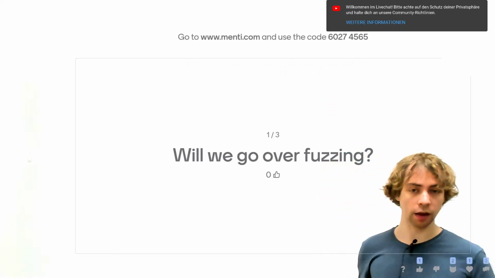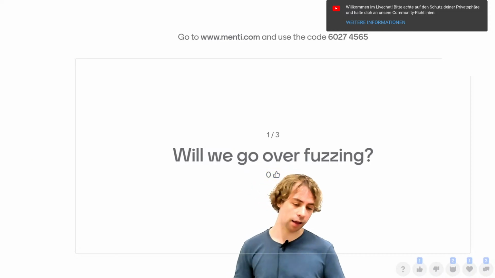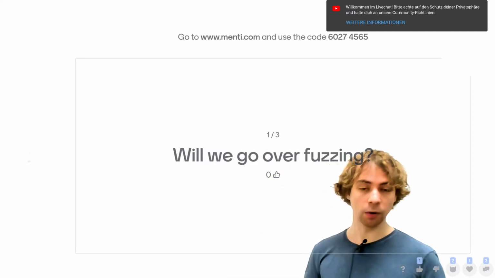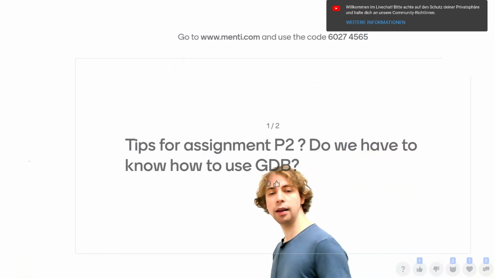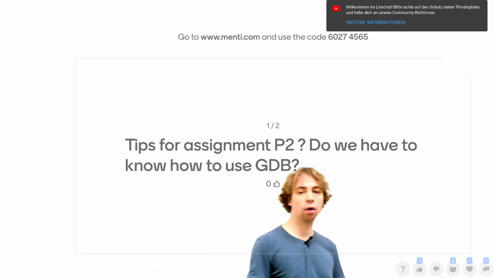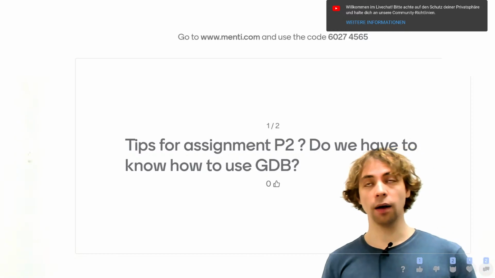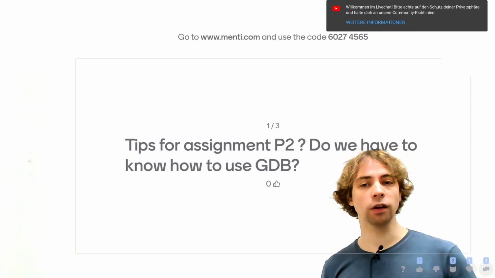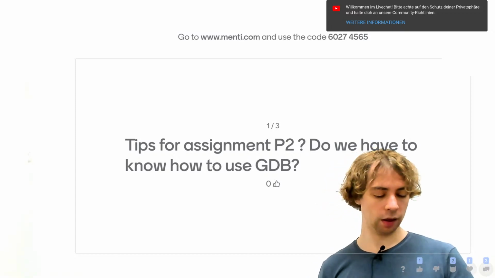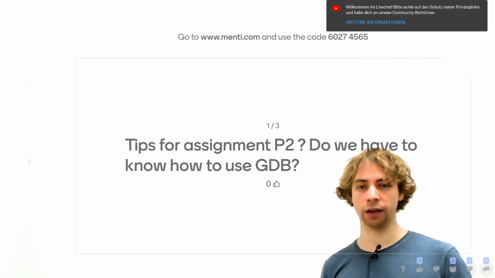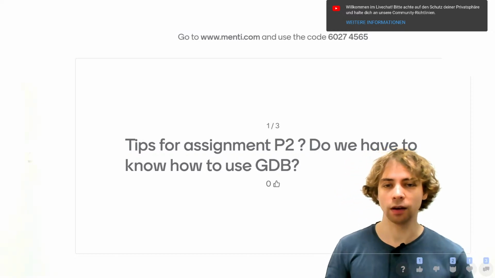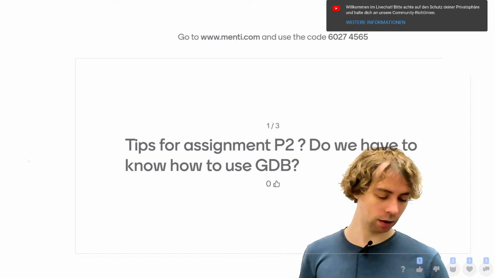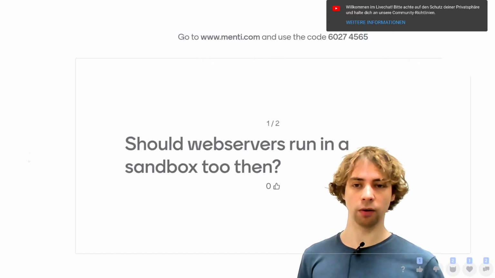Will we go over fuzzing? I don't think we cover fuzzing in this lecture, but in secure software development we talk about fuzzing. Then, do we have any hints for assignment P2? Do we have to know how to use GDB? I'm not very much involved with the practicals, so this is something that you better ask on the Discord channel or in the practicals units. But I would expect that GDB usage was already required in SLP, so I would expect that they use it also.